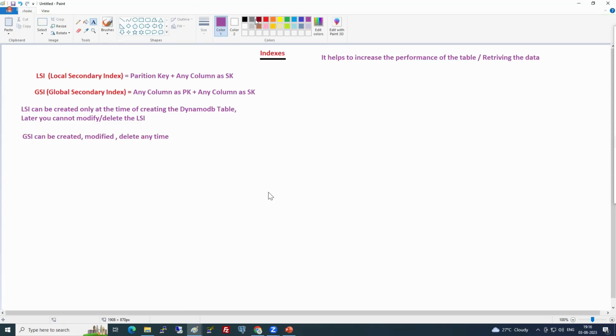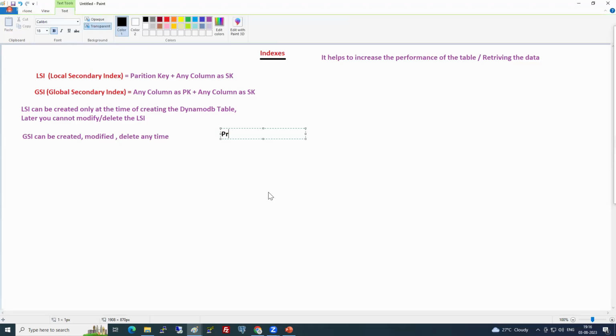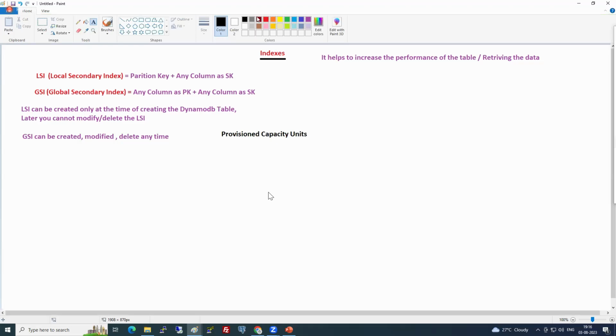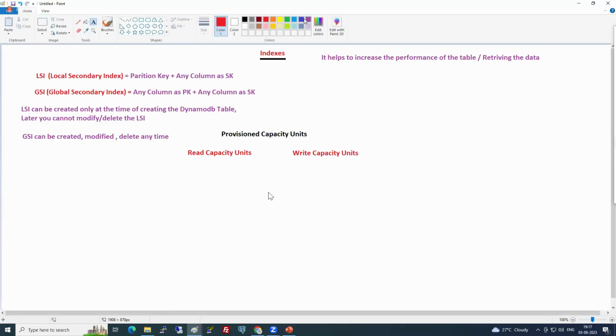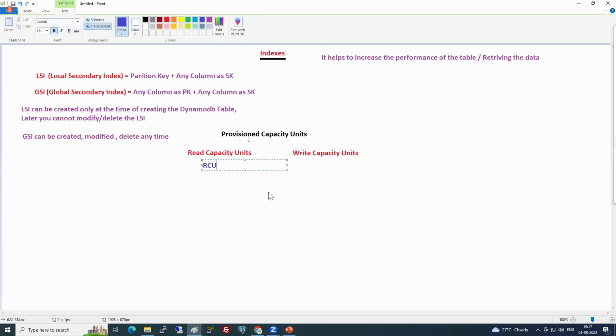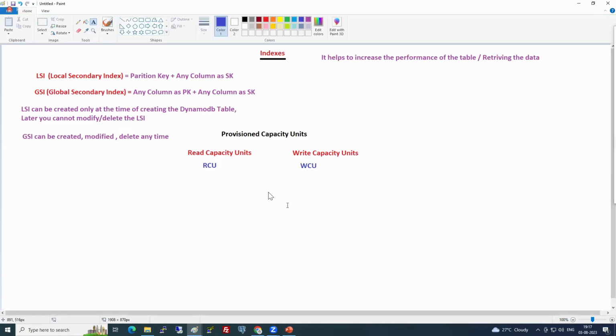So in DynamoDB, this is a very important topic, which is called provisioned capacity units. What is this? Provisioned capacity units. We have two types of capacity units. One is read capacity units, and the other one is write capacity units. Very important, guys. In short, you call them RCU and WCU.